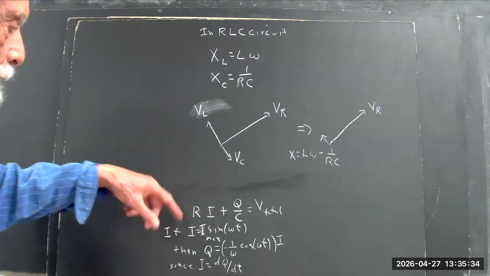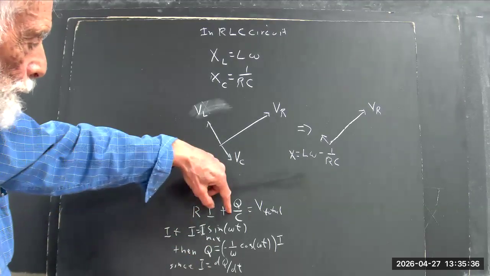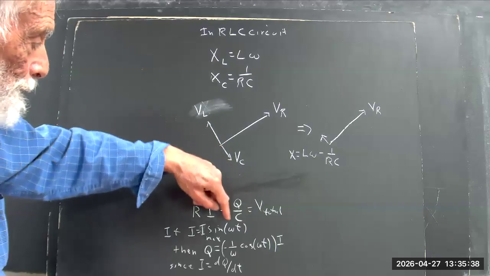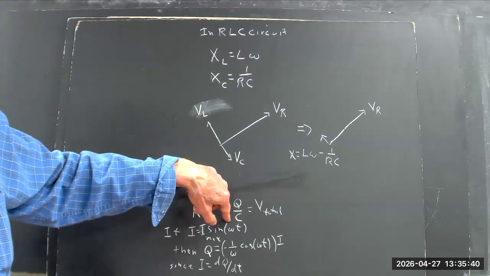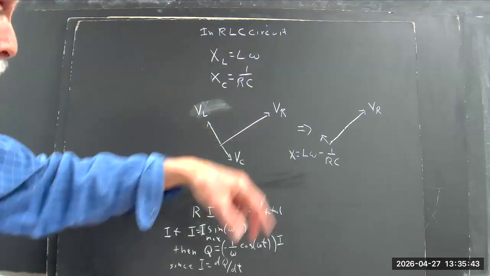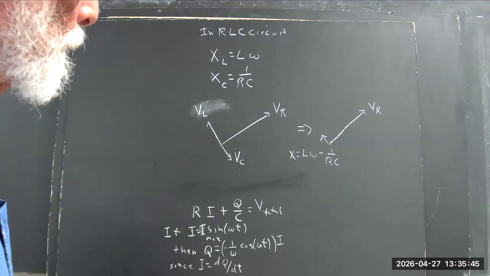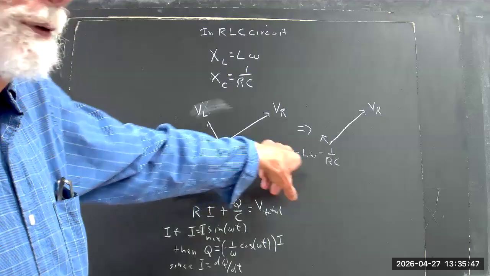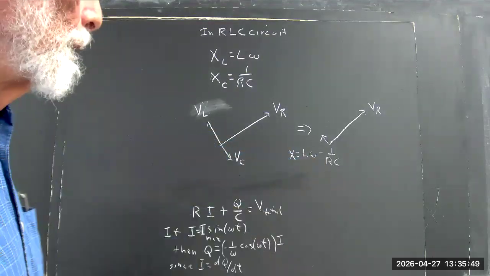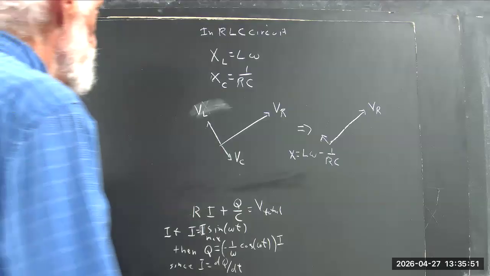Now, if you complete the solution of this equation, the R is going to divide both sides. You get an RC in the denominator there, and it falls right out. It's very, very straightforward. So your reactance is your net reactance. It's L omega minus 1 over RC.